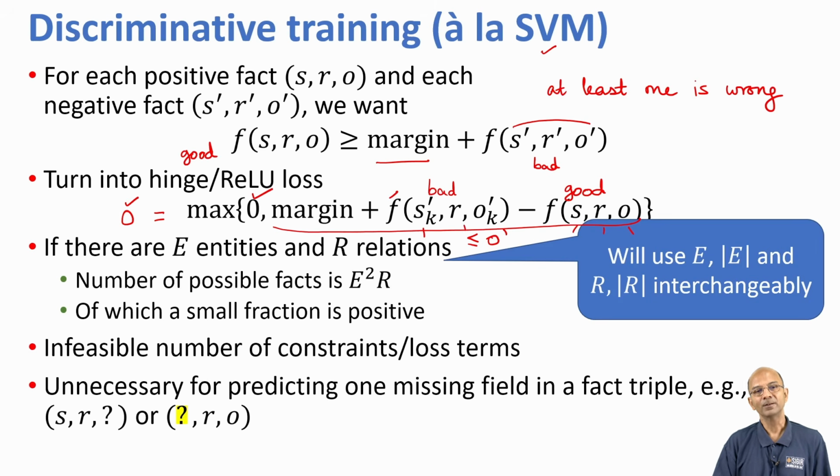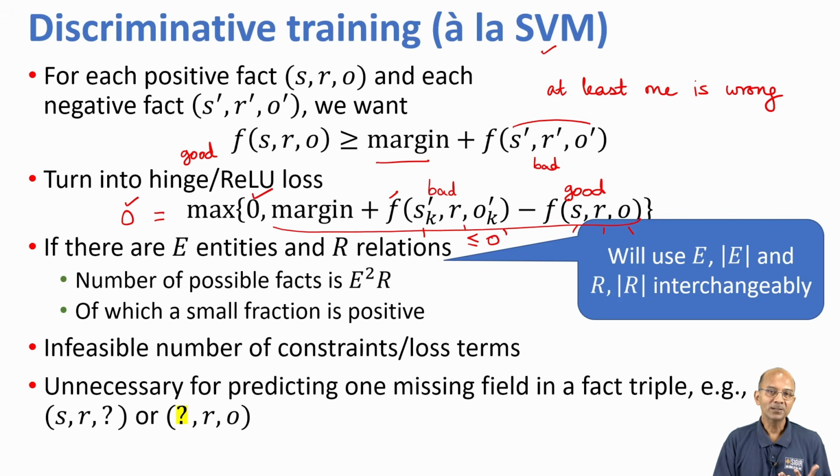The problem again with this formulation is very similar to the summing over a large number of entities. Because there are E entities and R relations, the number of possible facts in the universe is E squared R, each of which could be true or false. Only a small fraction is positive. So the number of constraints between good and bad is the number of good times the number of bad. That's an astronomical and infeasible number.